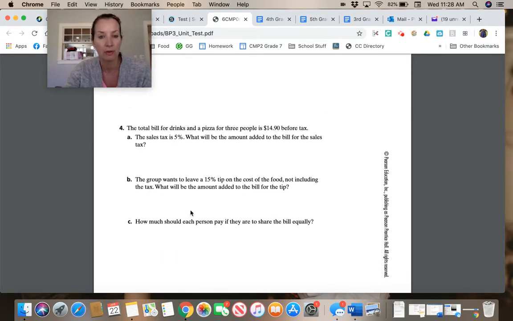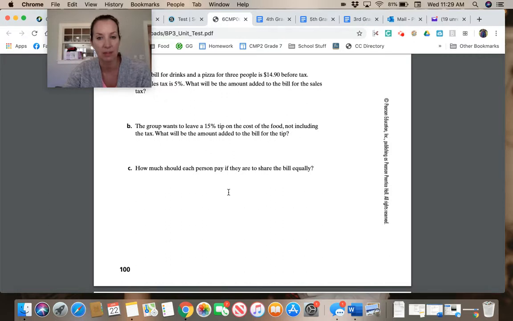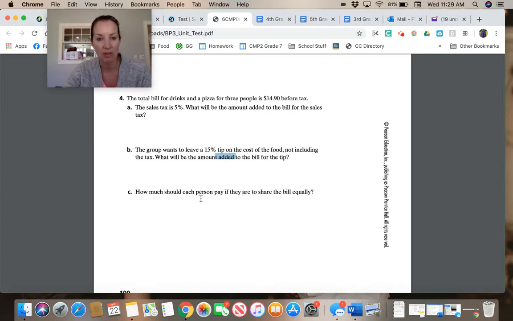Number 4, the total bill for drinks and a pizza for 3 people is $14.90 before tax. The sales tax is 5%. What amount will be added to the bill for sales tax? So it's not finding the total cost yet. B, the group wants to leave a 15% tip on the cost of the food, not including the tax. What amount will be added to the bill for the tip? And in the last question, how much should each person pay if they share the bill equally? Here you'd have to find the total and then divide by how many people are coming.